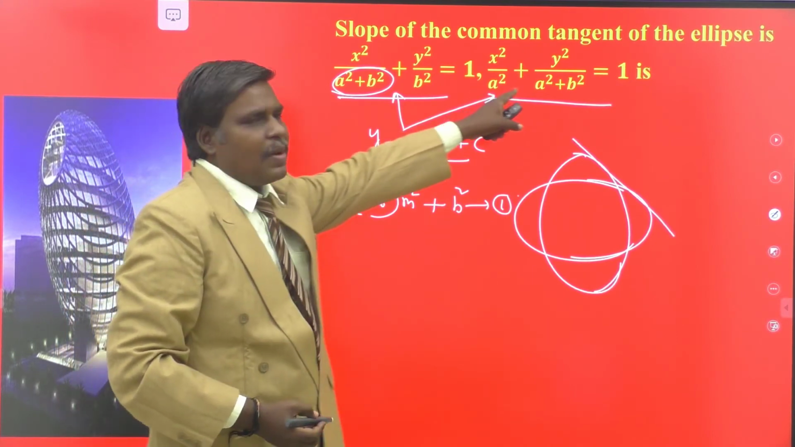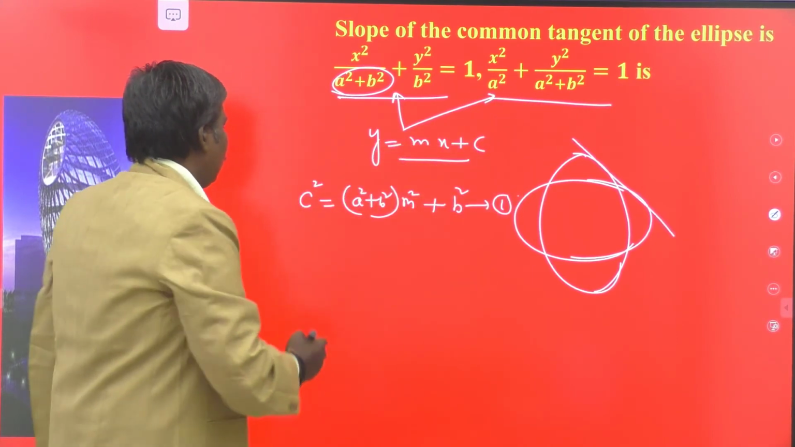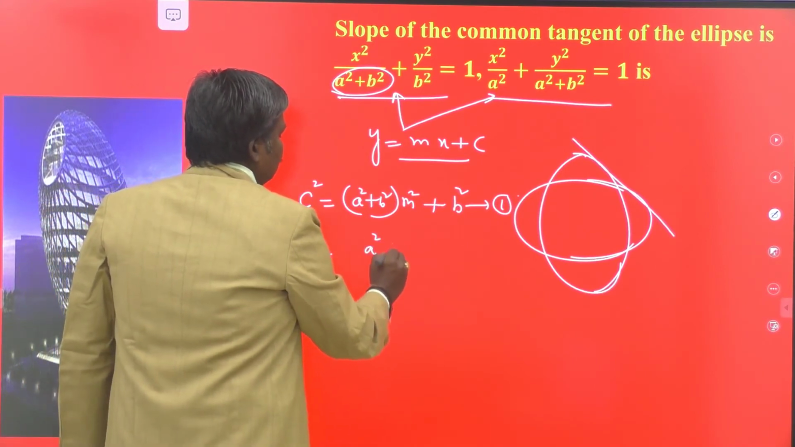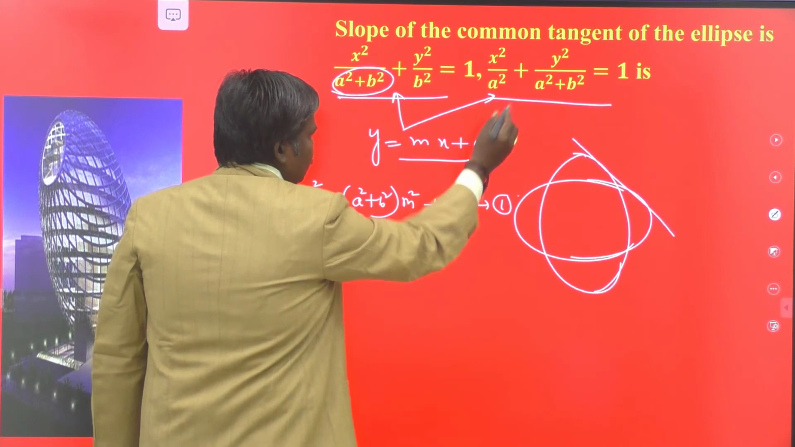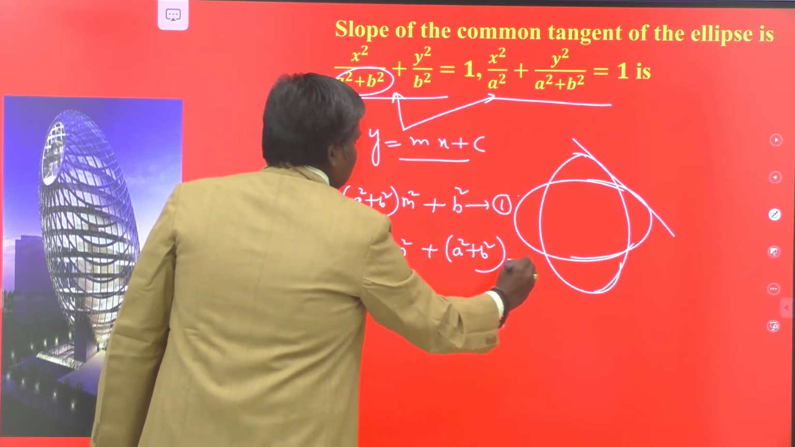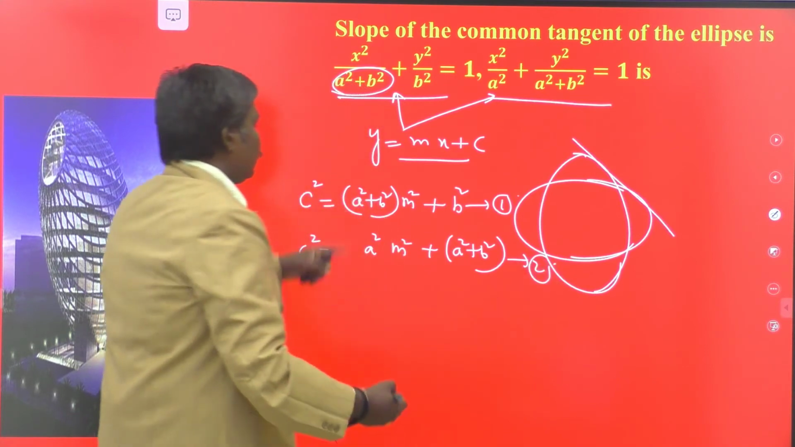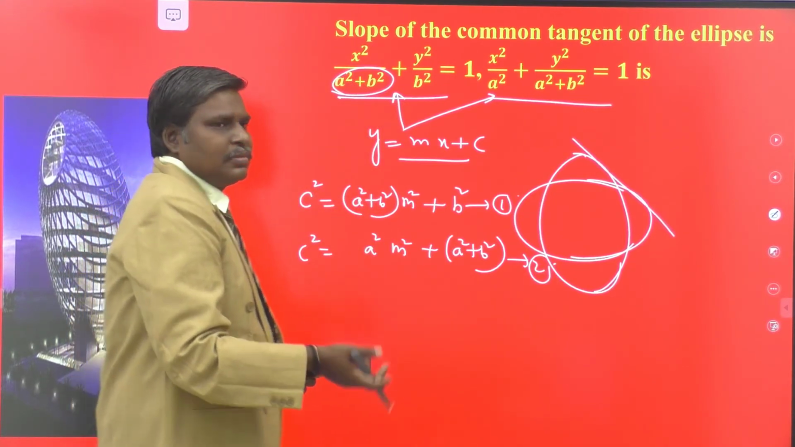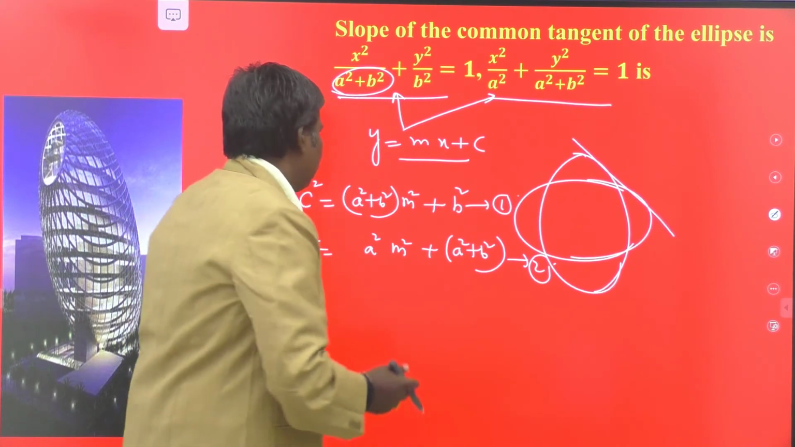Similarly, this is also a common tangent to this one. So again apply the condition c² = a²m² + b², which means you have a² + b². This is equation number 2. From these two equations you can calculate the value of m. That is your answer. Simple question.